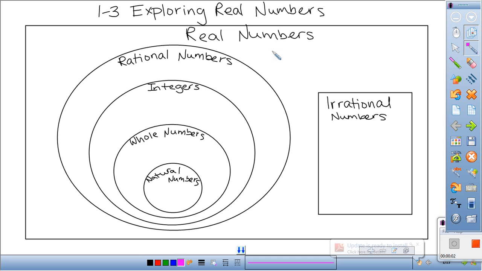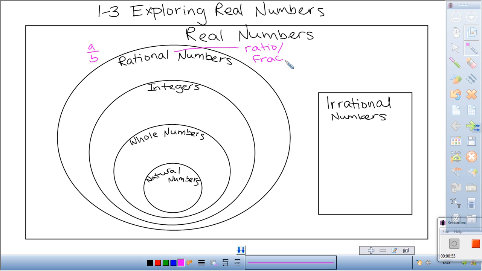Real numbers are broken up into two categories. Either they are rational or they are irrational. A rational number is simply a number that can be written as a ratio. And what is a ratio? A ratio is just a fraction. So a rational number is any number that you can write in the form A divided by B, a fraction. So I would write on here that it is a ratio, a fraction.